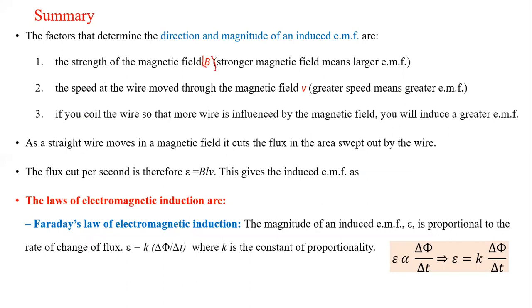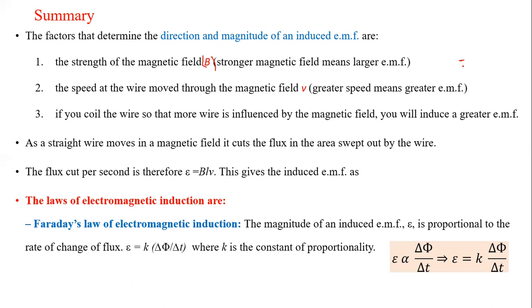Stronger magnetic field means longer EMF. That means directly proportional. The speed at which it is moving through the magnetic field, V. That means greater speed means greater EMF. If you coil the wire so that more wire is influenced by the magnetic field, you will induce a greater EMF. So number of turns.